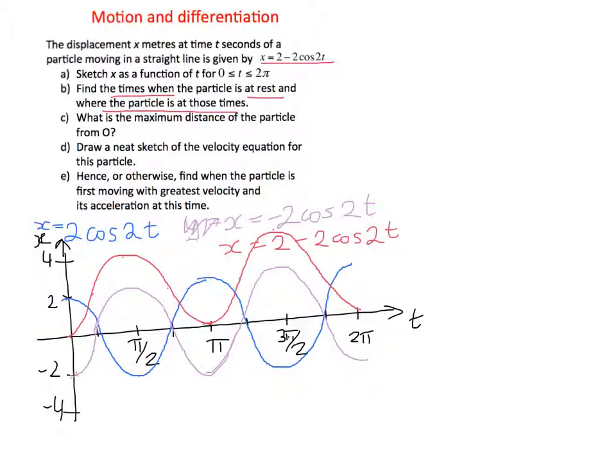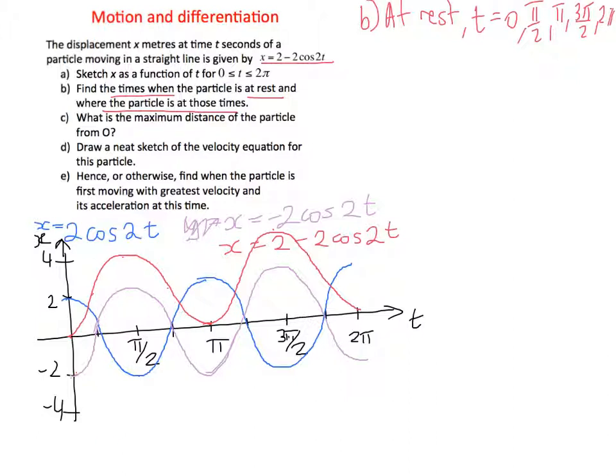And where is it at that time? It's going to be here at 0 at the origin, 4 meters to the right of the origin, back to the origin, 4 meters to the right of the origin, or at the origin. So that's the answer for part B. At rest when t equals 0, pi on 2, 3 pi on 2, and 2 pi.